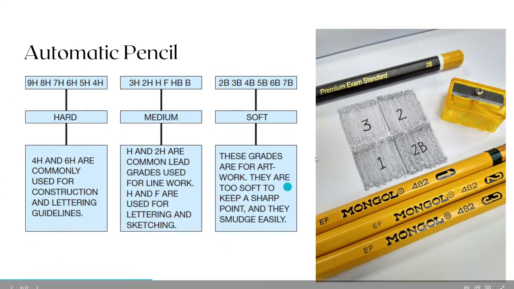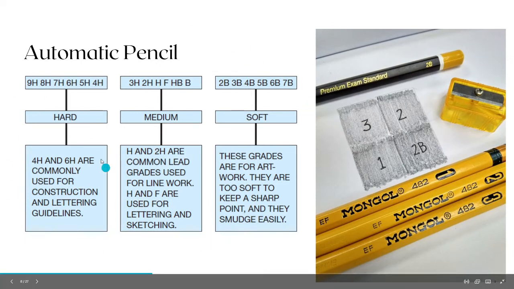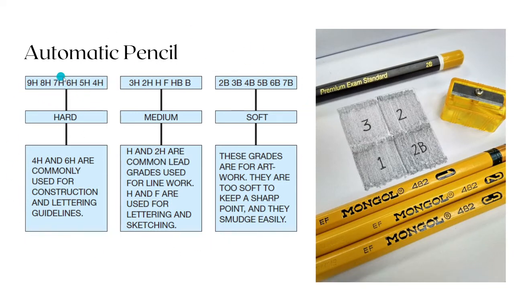So, to give you an idea, mao ni sila. So, ang 9H to 4H makonsider na to na sa hard nga mga lead, no? This is used usually for lettering guidelines, no? So, atong i-highlight ang lettering guidelines. So, kung mo letter ta, kung mo do ta og lettering, much better magyud nga naay lettering guideline, no? Much cleaner ang atong pag-lettering kung naay mga guidelines.